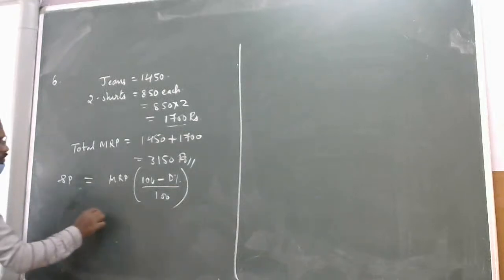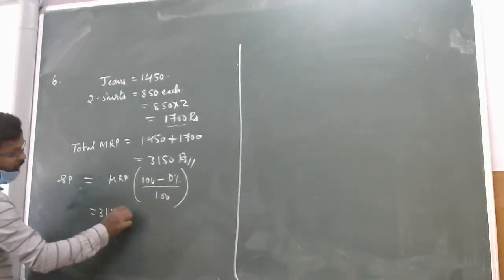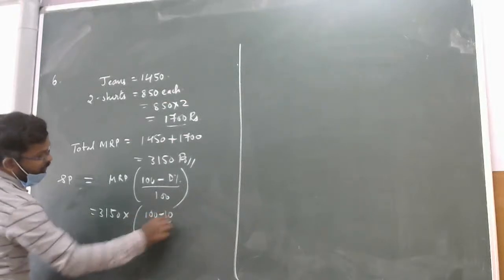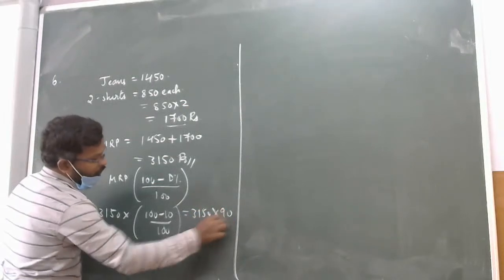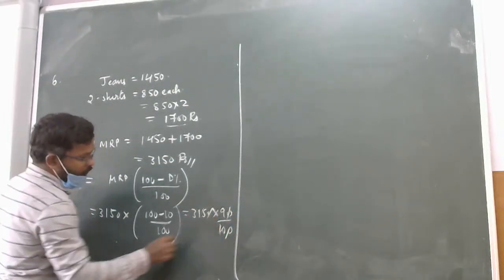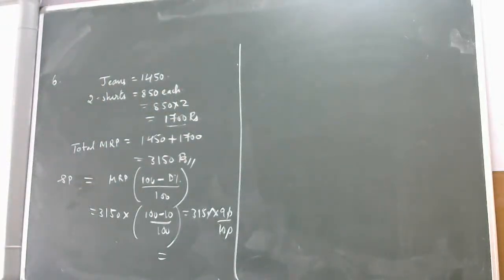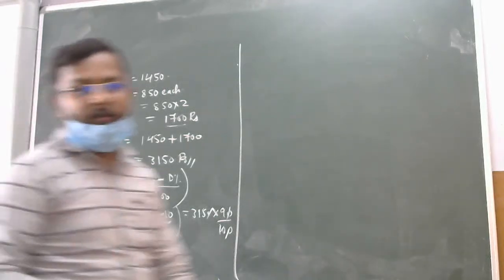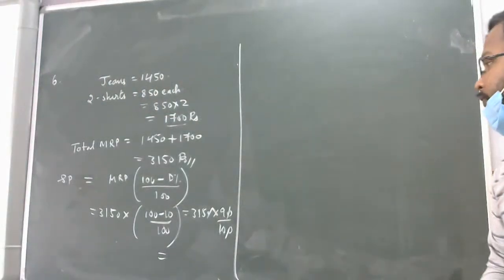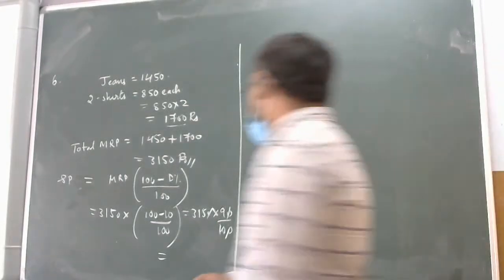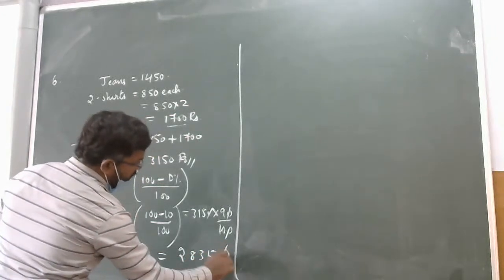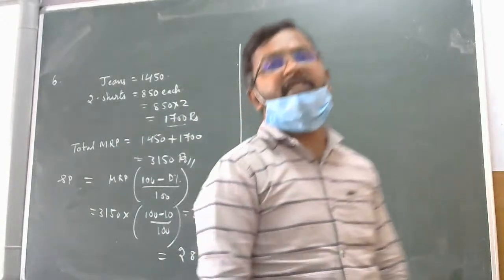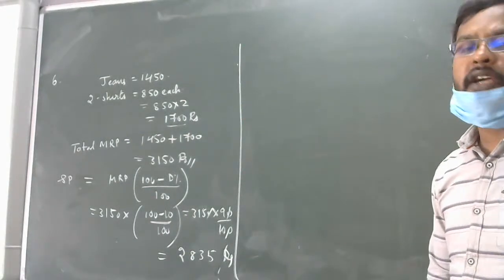So we will get how much? 3,150 into 100 minus 10 divided by 100. 315 into 9, 2,835. So he has to pay this much amount to the shopkeeper after a discount of 10%.